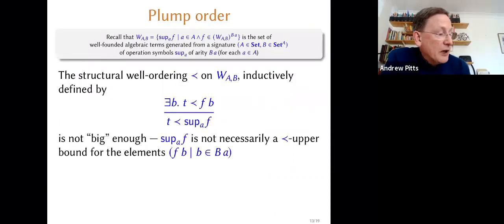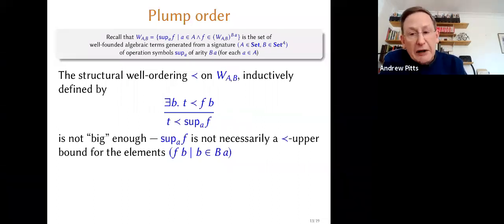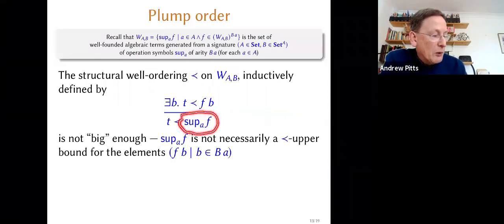You remember our W type: it's the set of algebraic terms over this possibly infinitary signature. And if I told you to put a well-founded ordering on that W type, you would probably come up with the one which is inductively defined like this. In other words, some term is strictly less than a term of this form if it's strictly less than one of the components, one of the arguments to the operator, so one of the F b's that you're forming when you're forming this term sup of F.